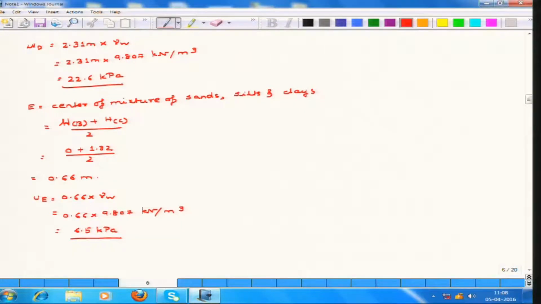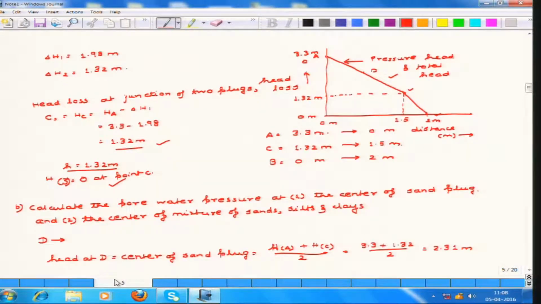So, we have found out the pore water pressure at the center of the sand plug and the center of the sands, silts and clays mixture. It was easy to find out because the variation is linear in nature. If the variation is non-linear in nature, then you have to find out the pressure head and datum at every point. And as I have already said, the velocity head is always 0 because the velocity of water through soils is very less. So, basically you only consider the pressure head and the datum head.